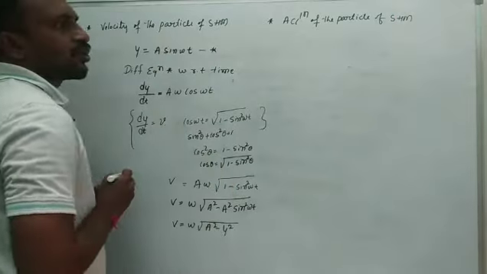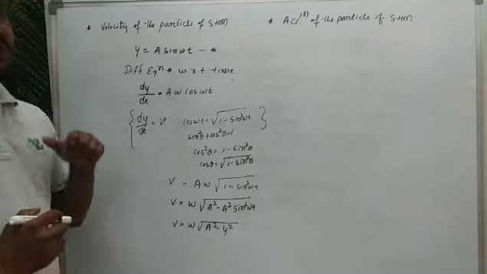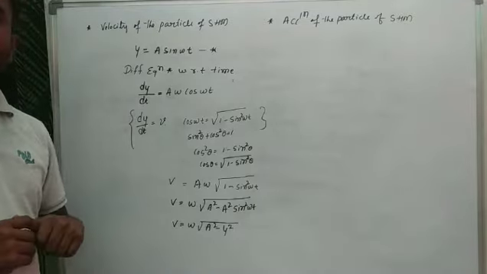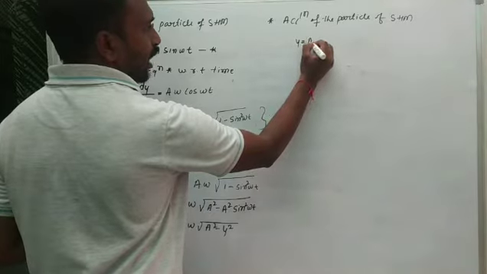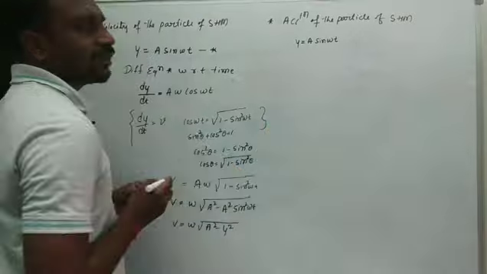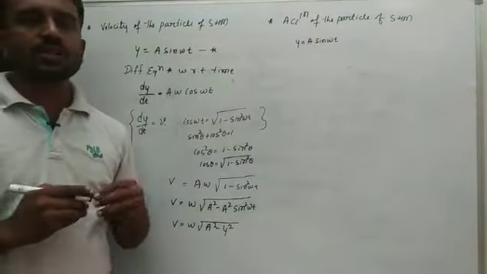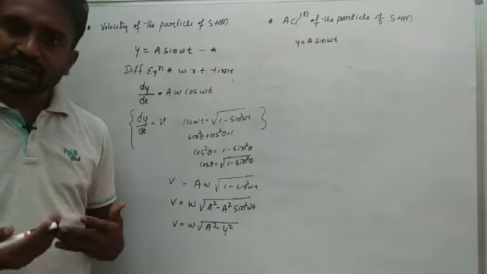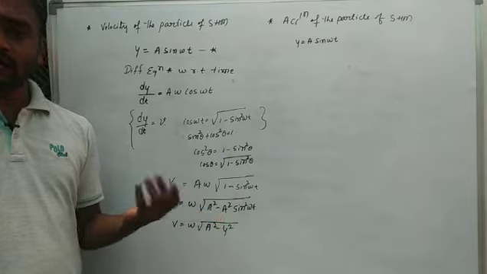Okay, so the acceleration of a particle in SHM, simple harmonic motion. The displacement is y equal to a sin omega t, we consider that as the displacement of a simple harmonic motion. Differentiate this equation, then we get the velocity. Again differentiate the velocity with respect to time, then we get the acceleration.